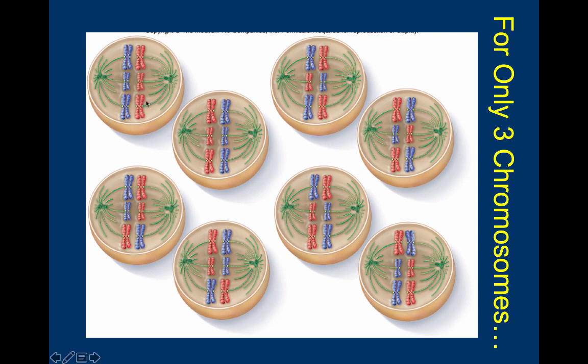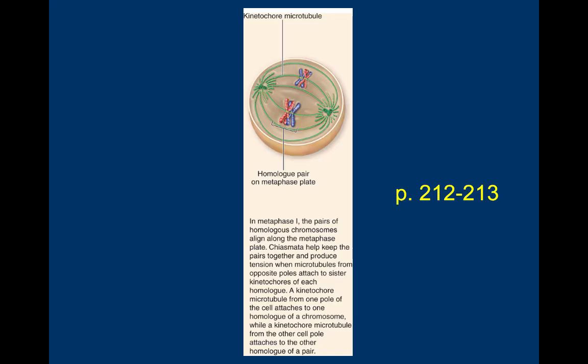So we could have all blue ones on the left, all red ones on the right, all red ones on the left, all blue ones on the right, or any other possible combination. As long as we have a chromosome 1, 2, and 3 on the left, and a chromosome 1, 2, and 3 on the right, it doesn't matter what color they are, and that's one of the big places where we get some of this genetic diversity during meiosis.